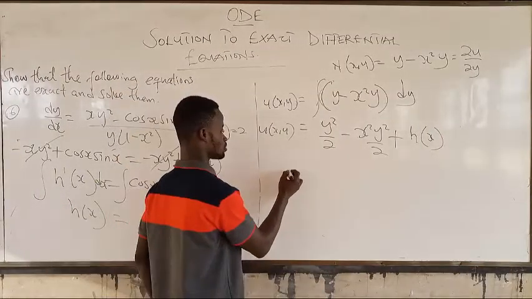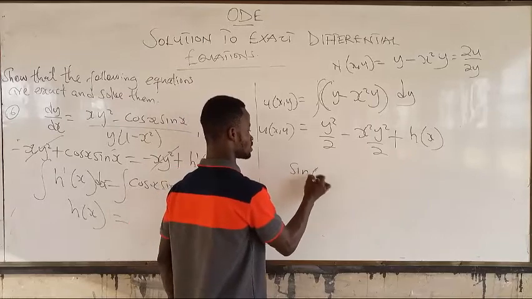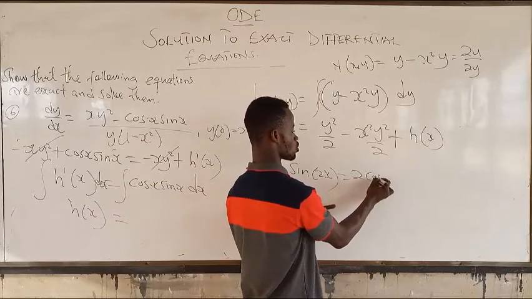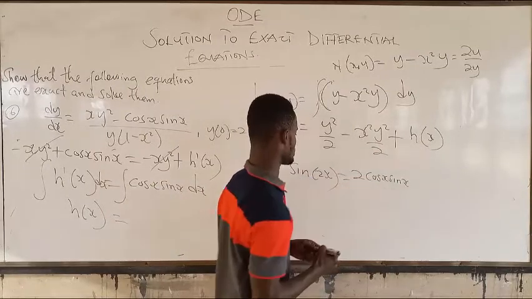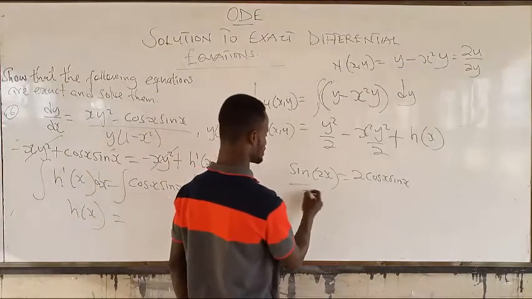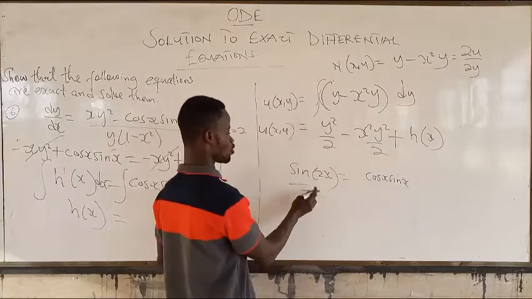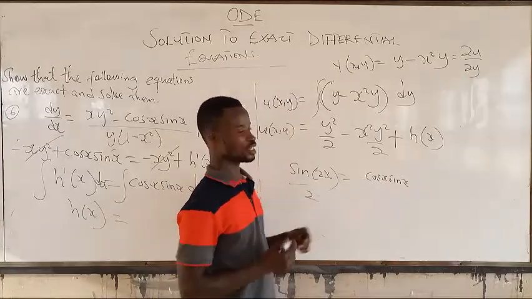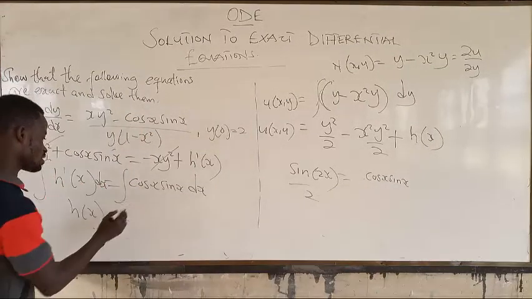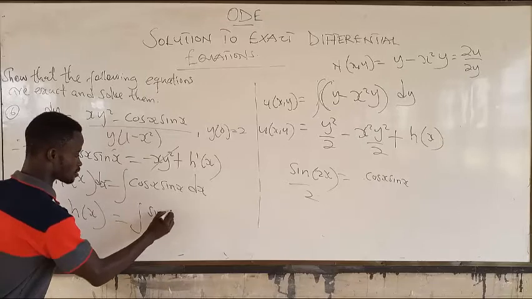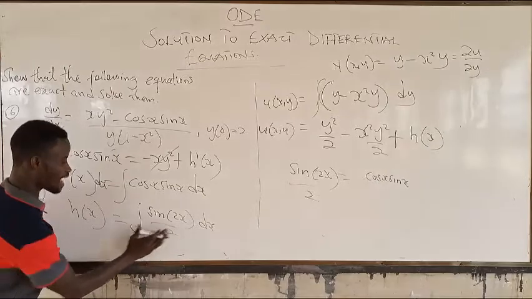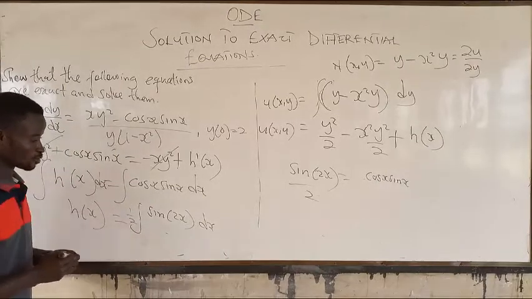Now we know that from trigonometry, sine 2s is equal to 2 cos s sine s. Hope you are not forgetting it. See where we are getting to. So this over 2 is the same as this by dividing both sides by 2. Therefore, to integrate this is the same as integrating sine 2s over 2 ds. Very good. And this is how that can come out.